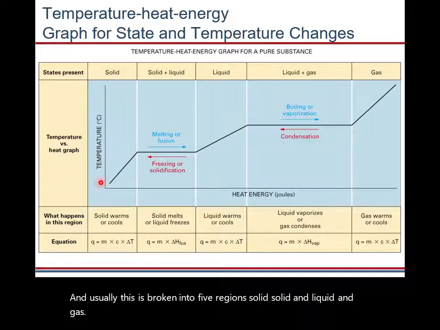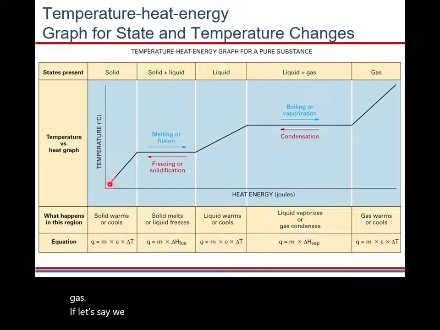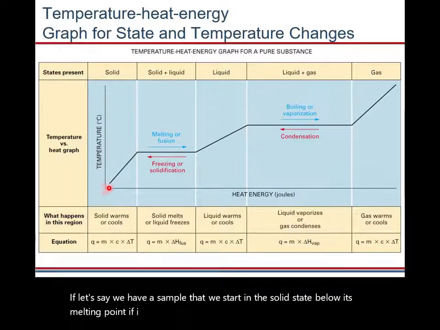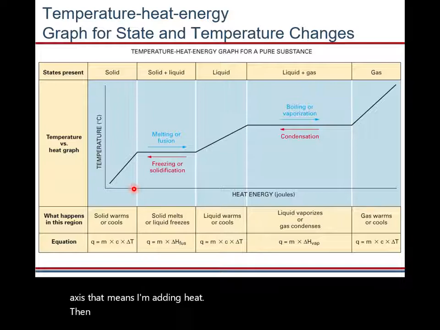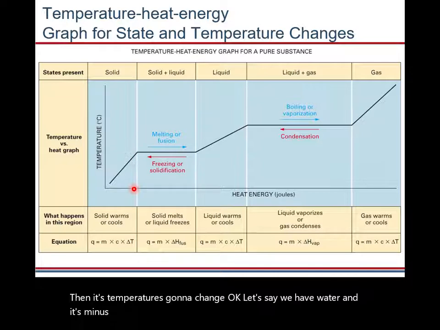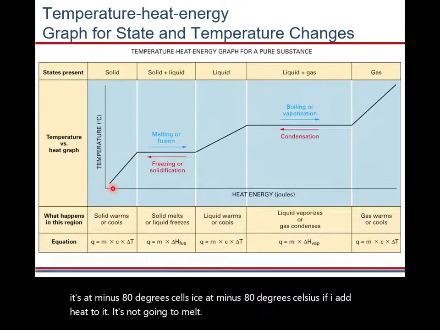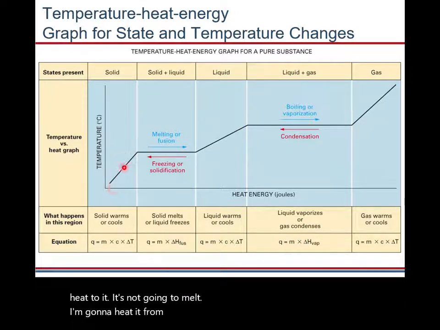Let's say we have a sample that we start in the solid state below its melting point. If I were to input energy, I'm going left to right on the x-axis. That means I'm adding heat. Then its temperature is going to change. Okay, let's say we have water, ice at minus 80 degrees Celsius. If I add heat to it, it's not going to melt. I'm going to heat it from minus 80 all the way to its melting point, 0 degrees Celsius.